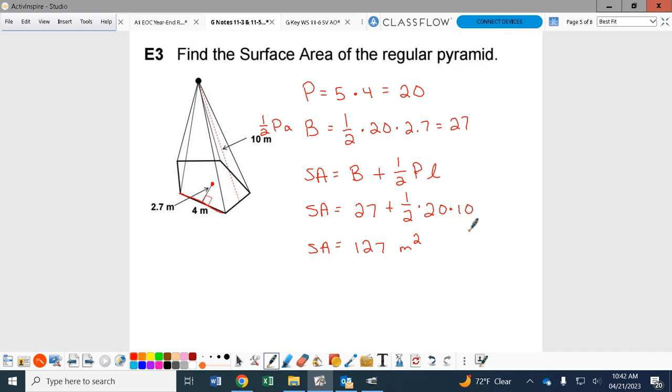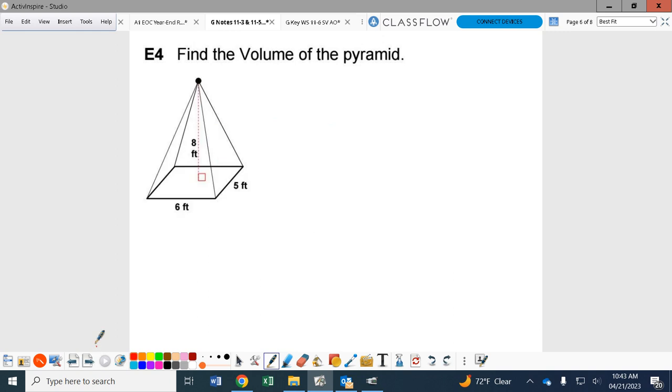Okay, guys, let's go to volume. Volume is going to be different because in volume we need the actual height. We don't need the slant height. Now we need the height. So for problem number 4, let's look at what we've got. Oh wait, anybody still writing on 3? Okay, let's look at number 4.